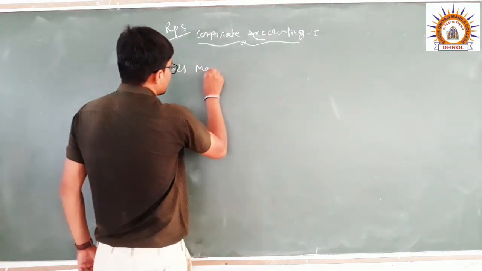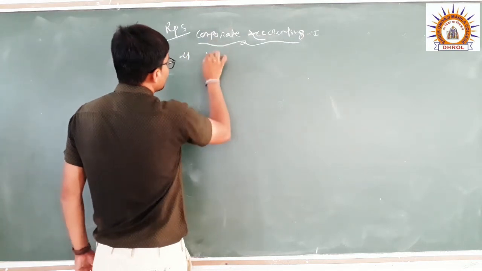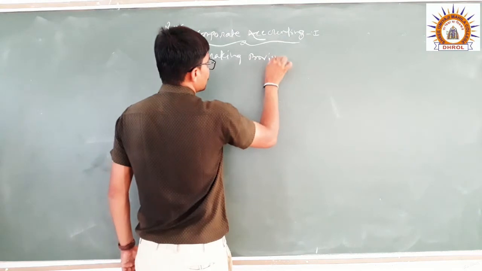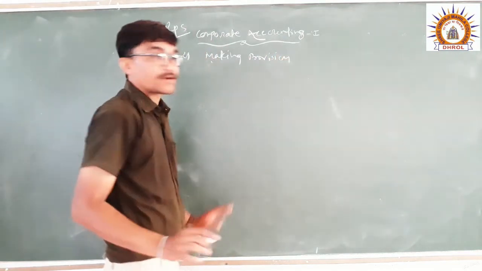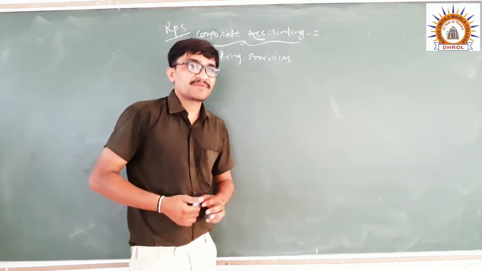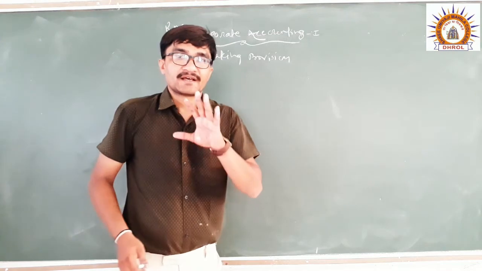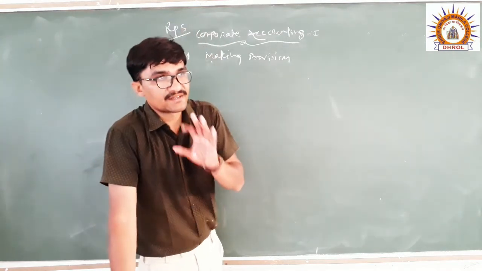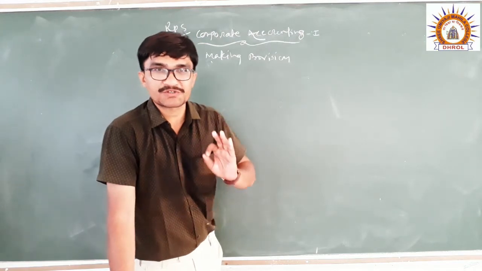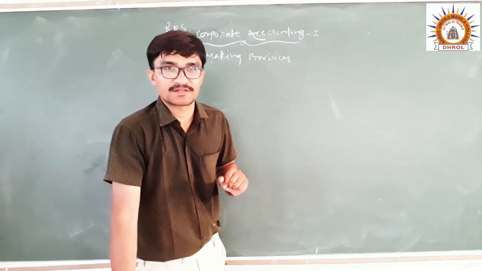Second, making provision. Making provision in that sense that once a company redeems redeemable preference shares, right, does the company have the amount of sources or not for making payment to the preference shareholders?